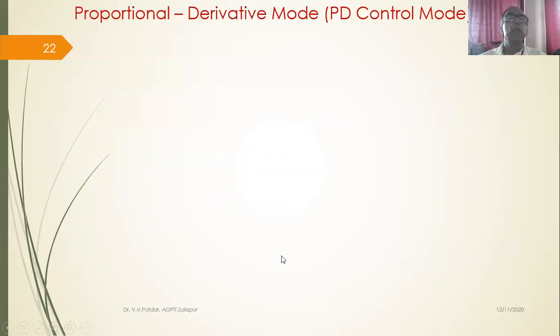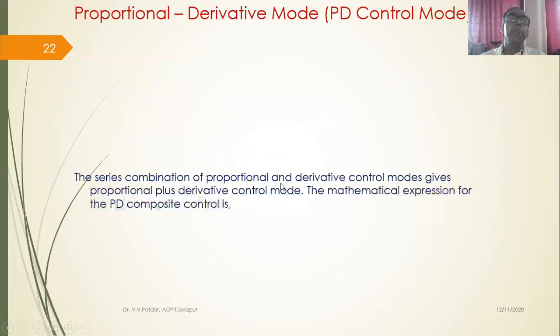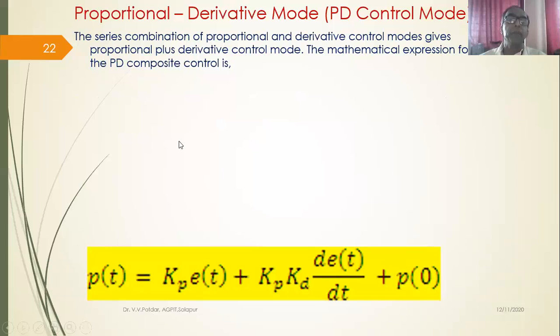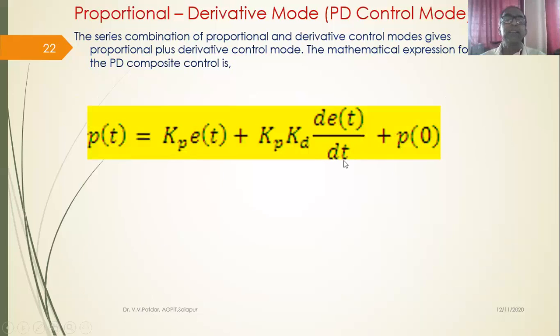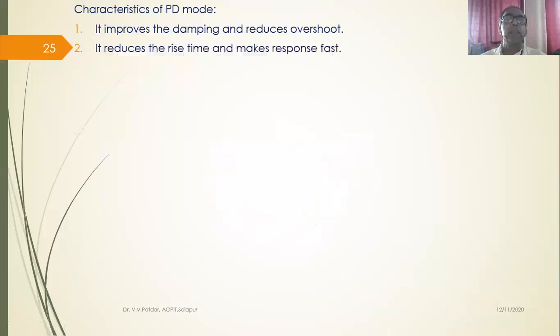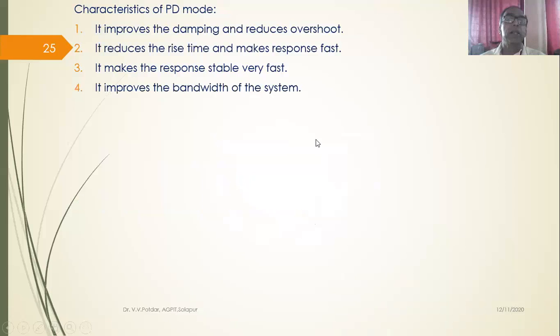Next is proportional plus derivative control mode. So it's a series combination of P and D. So P action plus D action. Proportional controller plus derivative controller. So you can see the details, the characteristics. It improves the damping, reduces overshoot, reduces rise time, makes the response faster. P plus D can provide a faster response. It makes the response stable, very fast. It improves the bandwidth of the system.